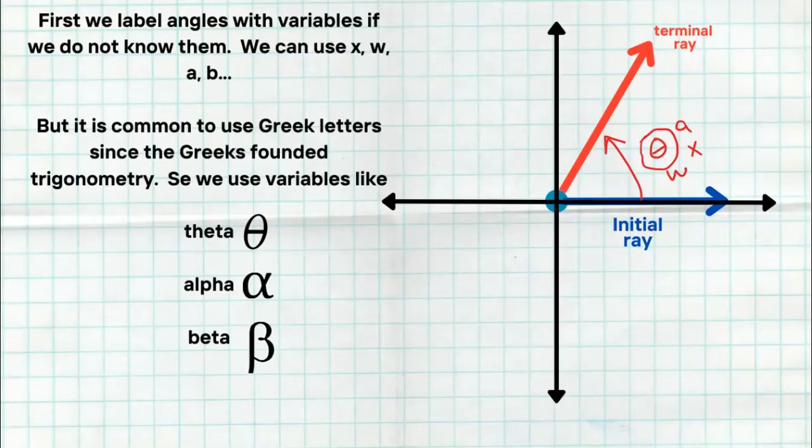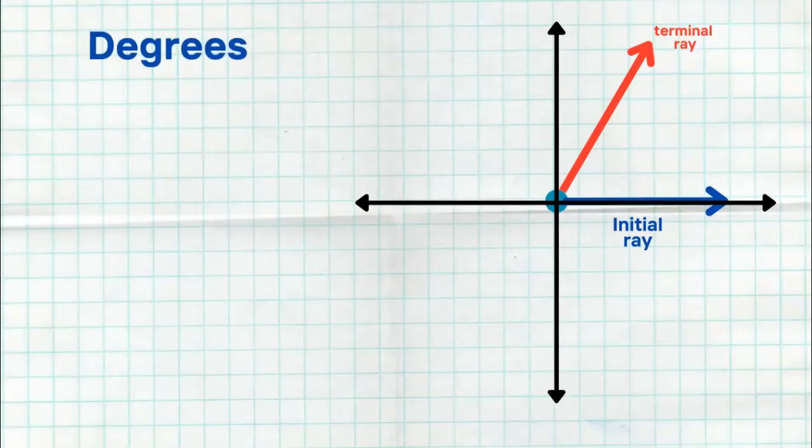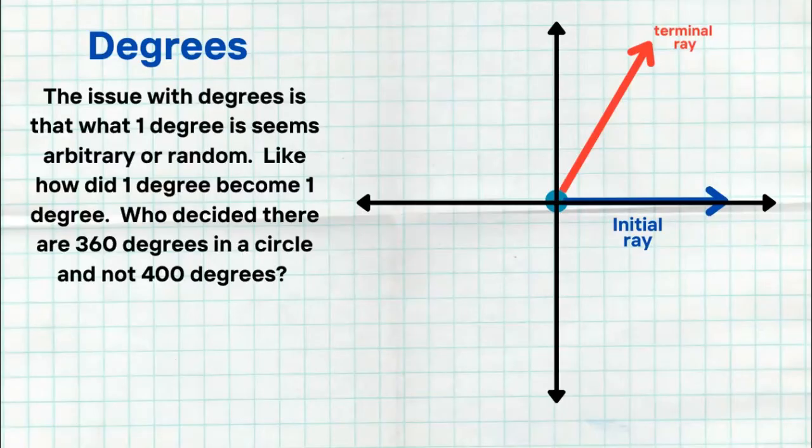All right, so how do we measure an angle? If we look at that angle that I just drew right there, how do we measure it? Well, the most common thing that a lot of kids want to go to, that I already alluded to a little bit ago, is degrees. And that's very, very common, but there's a problem with degrees. The issue with degrees is that 1 degree seems arbitrary or random. Like, who invented 1 degree, right?